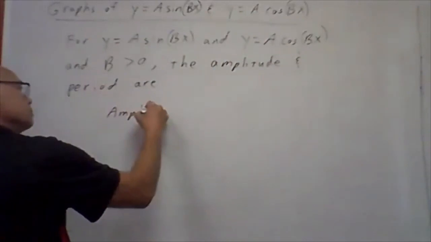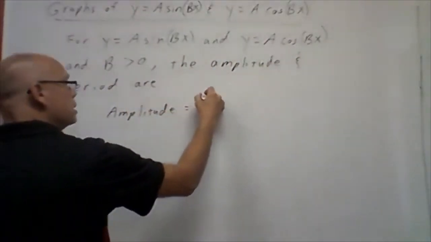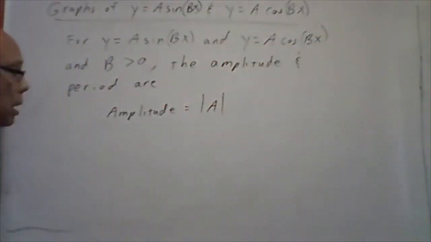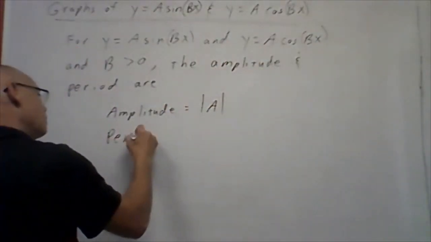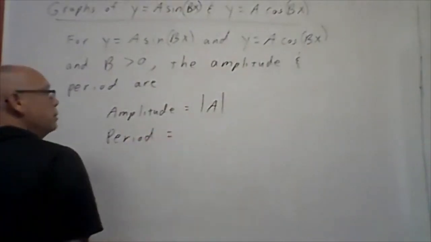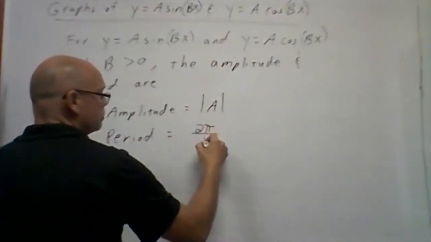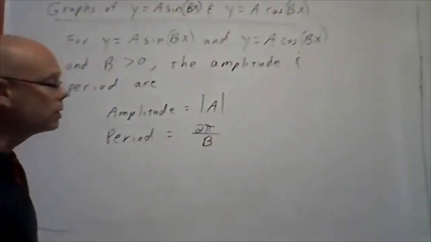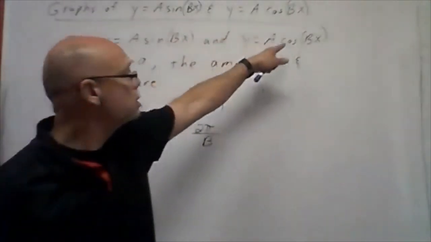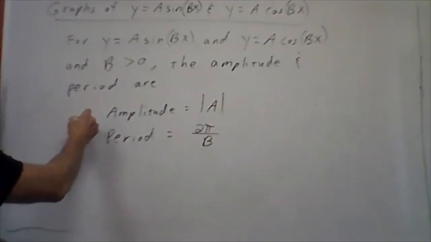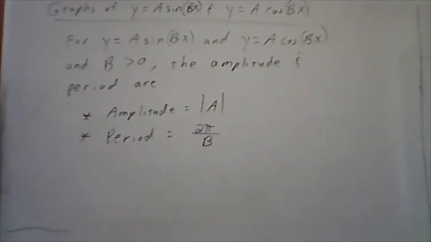Amplitude you find by taking the absolute value of that number a, here or here, and your period you find by saying 2 pi over b. So that's 2 pi over whatever this number is being multiplied by x. All right, so memorize this. We're going to use that a lot whenever we graph.